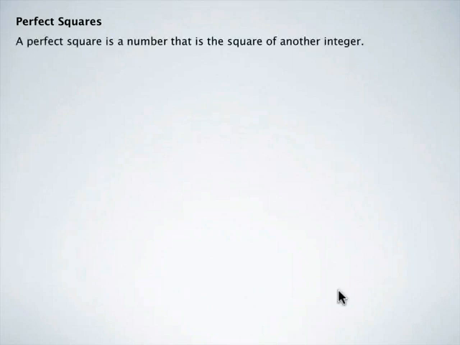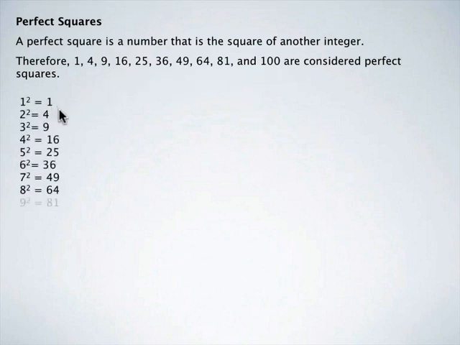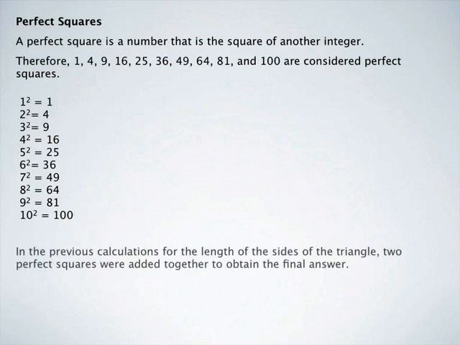So let's talk now about perfect squares. A perfect square is a number that is the square of another integer. So therefore the numbers 1, 4, 9, 16, etc. are considered perfect squares. 1 squared is equal to 1, 2 squared is 4, 3 squared is 9, etc. right up to 10 squared is 100, and the list of course goes on.